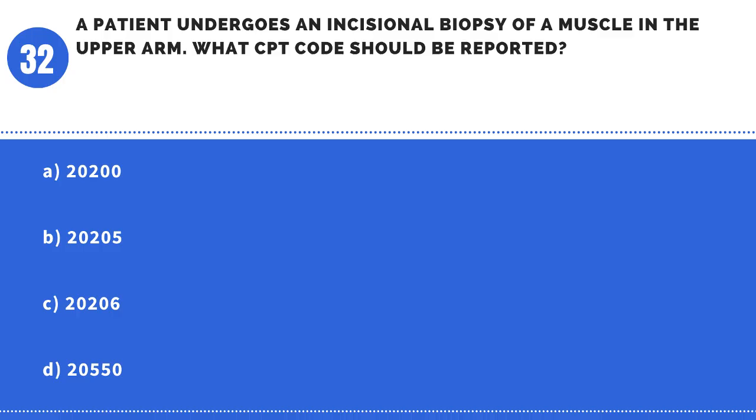Question 32. A patient undergoes an incisional biopsy of a muscle in the upper arm. What CPT code should be reported? A. 20,200. B. 20,205. C. 20,206. D. 20,550. Answer A.